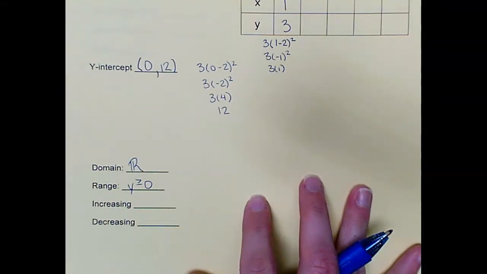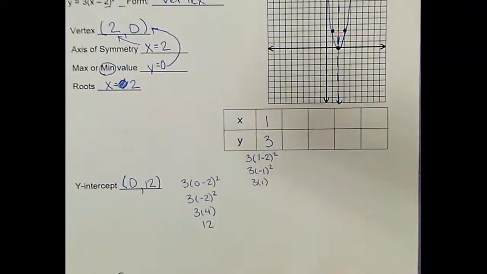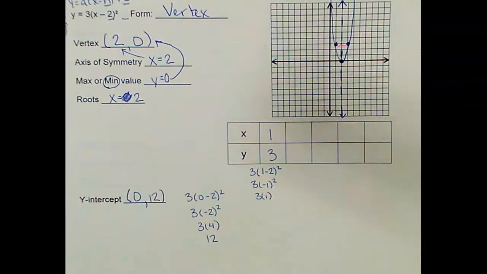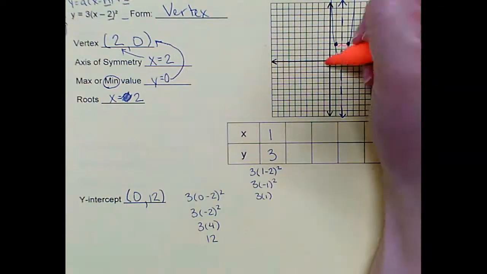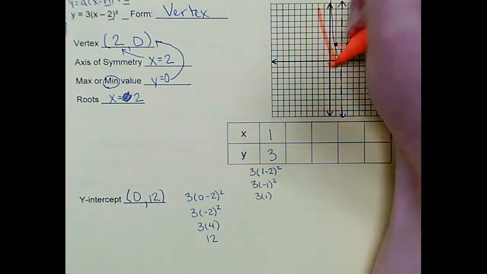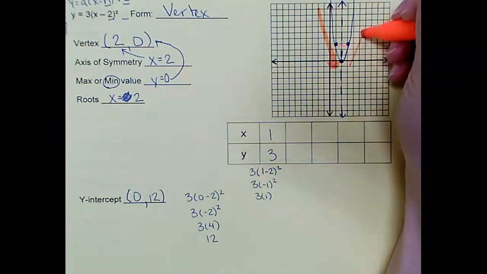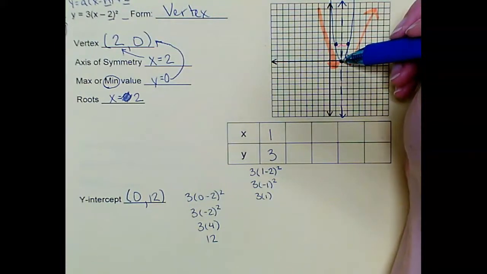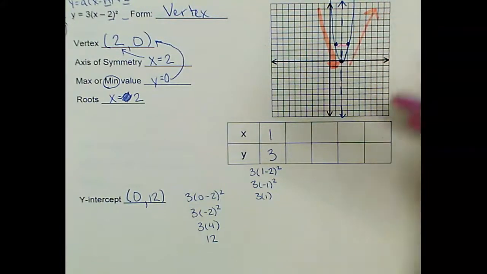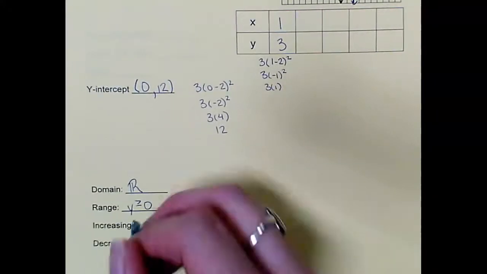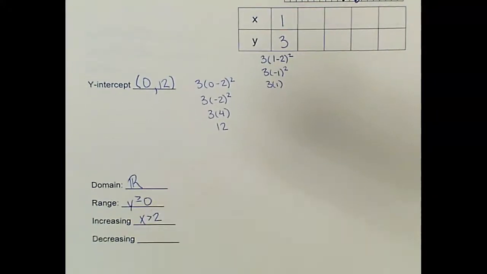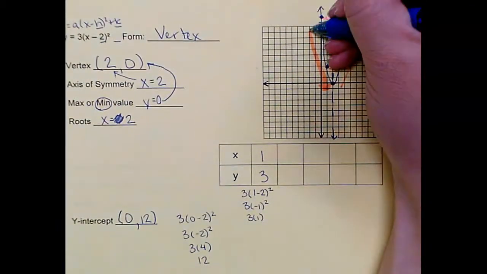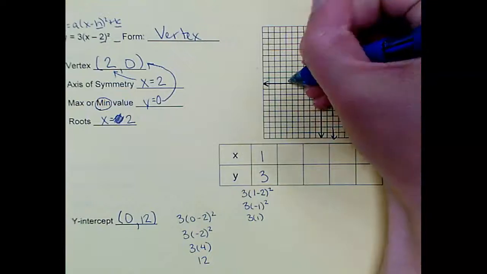Let's talk about increasing and decreasing intervals. My axis of symmetry was at x equals 2. Everything on this side is going down, and everything on this side is going up. So my increasing interval is all the x values that are greater than 2, because that's what this graph is doing on that right side. The decreasing is all the x values that are to the left of the axis of symmetry. That's how it's decreasing. So those are the ones that are less than 2.